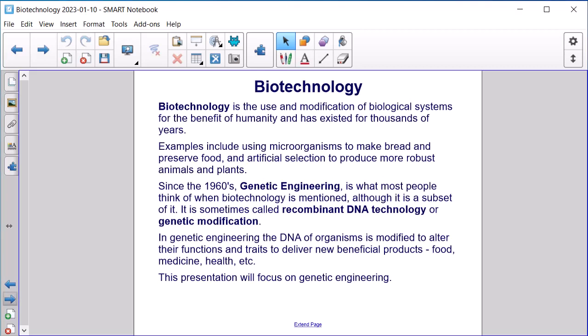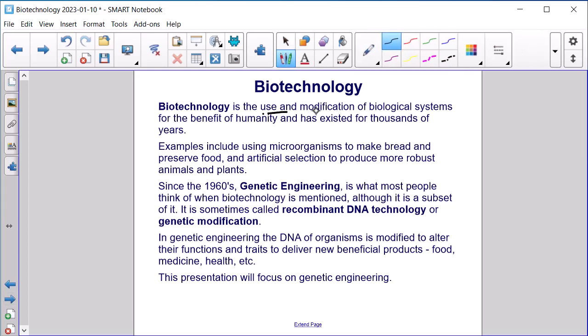Biotechnology is the use and modification of biological systems for the benefit of humanity and has existed for thousands of years. Examples include using microorganisms to make bread and preserve food, and artificial selection to produce more robust animals and plants. Since the 1960s, genetic engineering is what most people think of when biotechnology is mentioned, although it is a subset of it. It is sometimes called recombinant DNA technology or genetic modification.